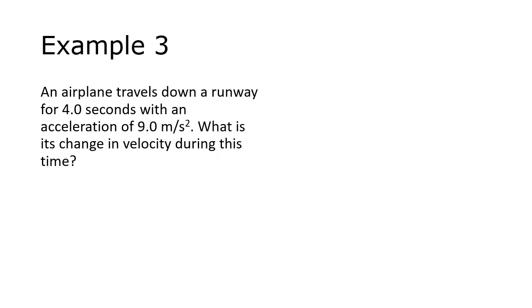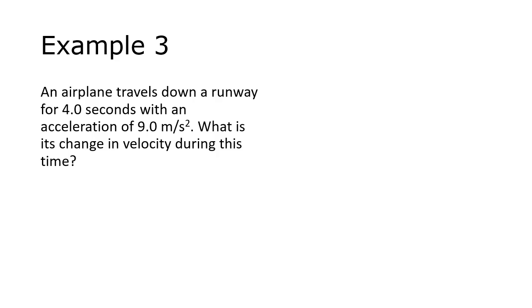An airplane travels down a runway for 4.0 seconds. This is the delta t, with an acceleration of 9.0 meters per second squared. What is its change in velocity during this time? We will assume that the plane started from rest since we were given no other information.